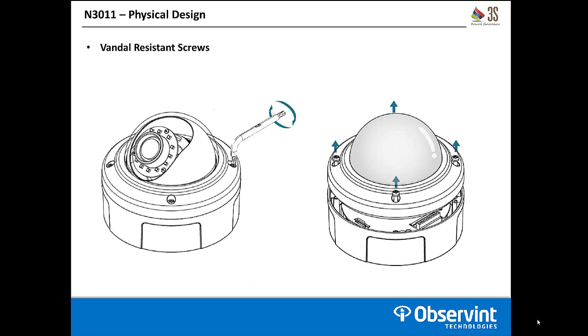As I mentioned earlier, this is a vandal-resistant dome housing. There are 4 vandal-resistant screws that hold the dome lid in place. A specific tool is required to remove those screws for the install, but also for security. That tool does come with the camera.